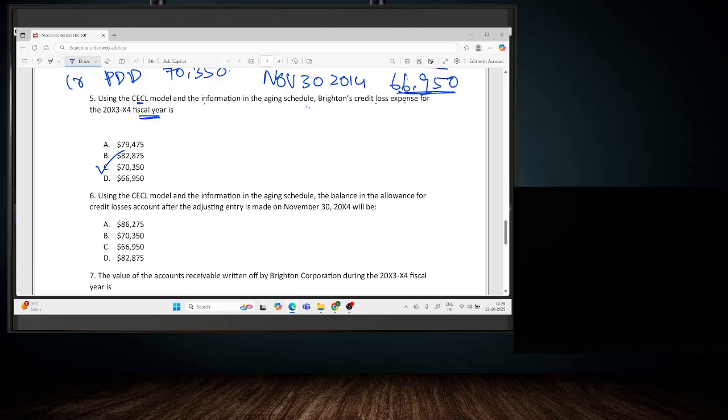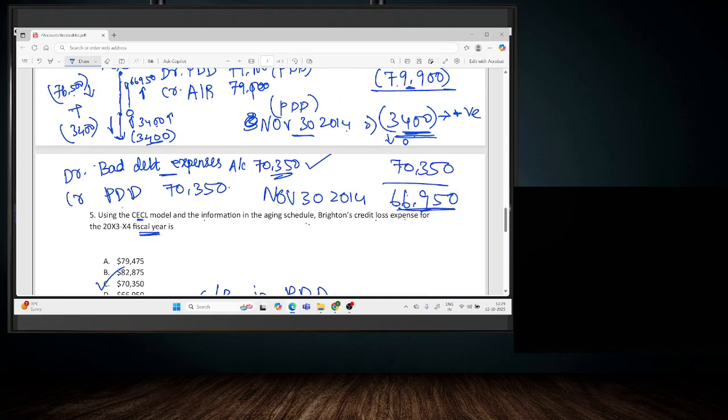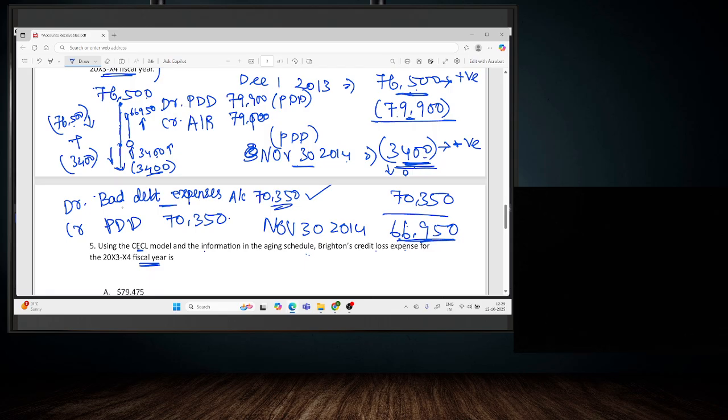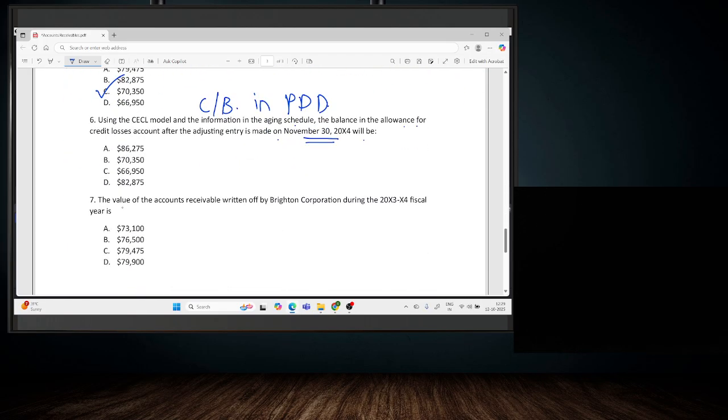Look at question number 6. Using the CECL model and the information in the aging schedule, the balance in the allowance for credit loss account after adjusting entries made on 30th November 2014 will be how much? They are asking us to calculate the closing balance in the provision for doubtful debts account after making the adjustment entry. Before making the adjustment entry, the balance is 3,400. After making the adjustment entry, the closing balance should become 66,950. So option C is the right answer.